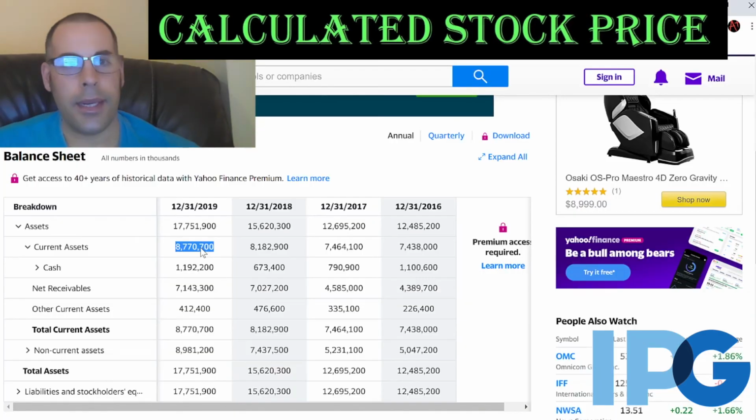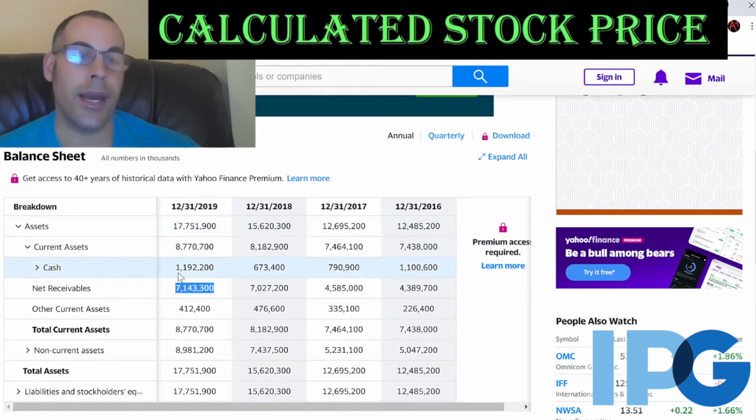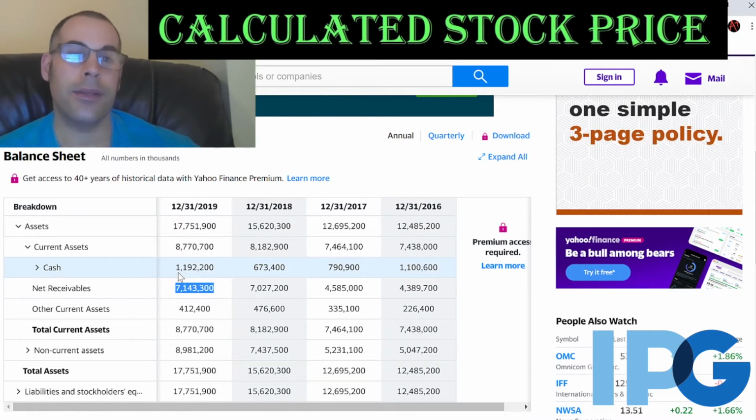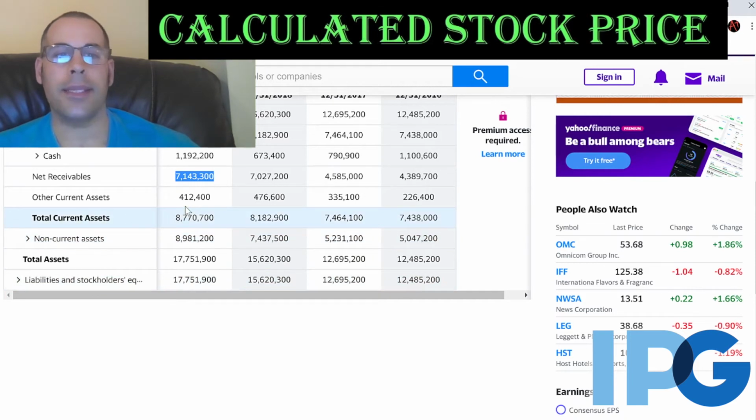Let's see what that is. $1.2 billion of cash, $7.1 billion in net receivables. Net receivables are accounts receivables minus the accounts receivables you don't expect to receive. They have $400 million of other current assets. We need to look on a 10K to see what those are.